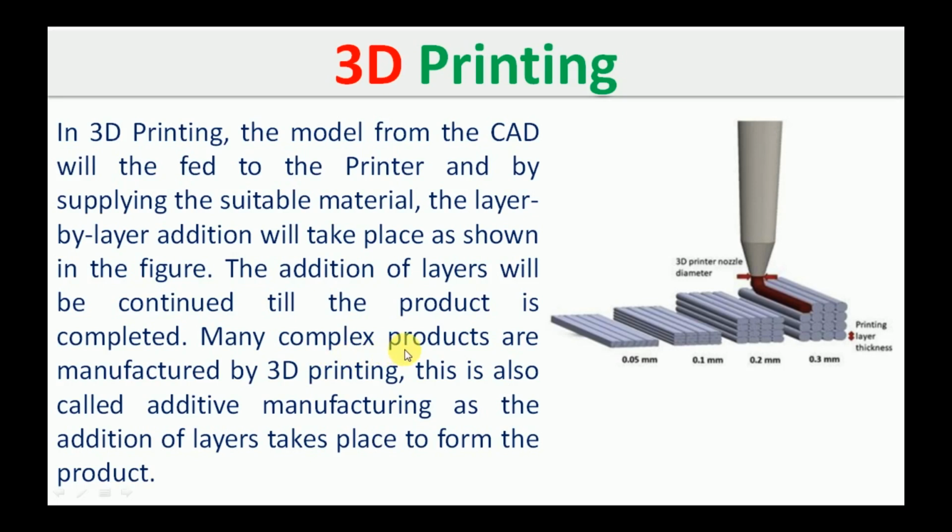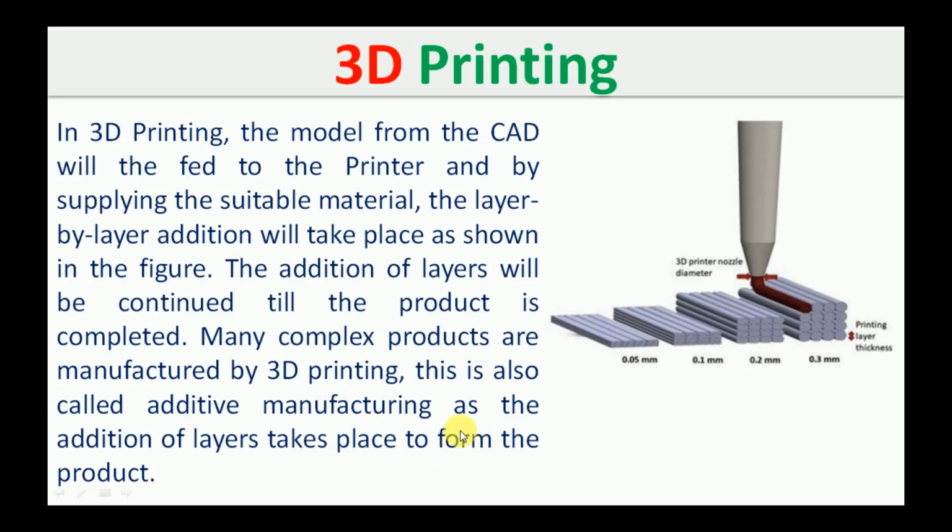Many complex products are manufactured by 3D printing. Simple products are manufactured by casting, or later joined by different metal joining processes, and by all that the final object is made. Here complex objects are also developed. This is also called additive manufacturing. Additive manufacturing means the addition of material layer by layer takes place, that's why it is called additive manufacturing, as the addition of layers takes place to form the object.